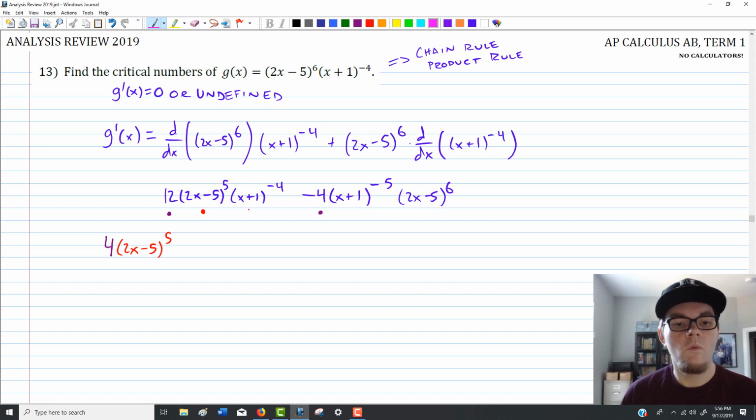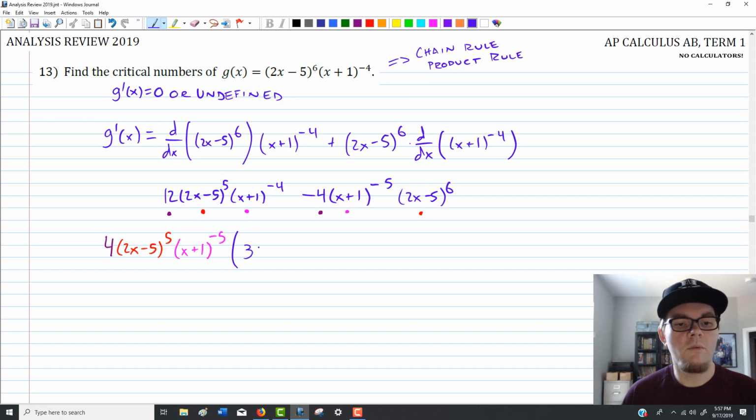And then third, we've got the (x plus 1) family. Sorry, I forgot to mark the other one. Let me do that right now. So then we've got the (x plus 1) family, negative 4 and negative 5. The smaller one is actually negative 5. So we're going to pull out (x plus 1) to the negative 5. And then that'll leave us with whatever the leftovers are.